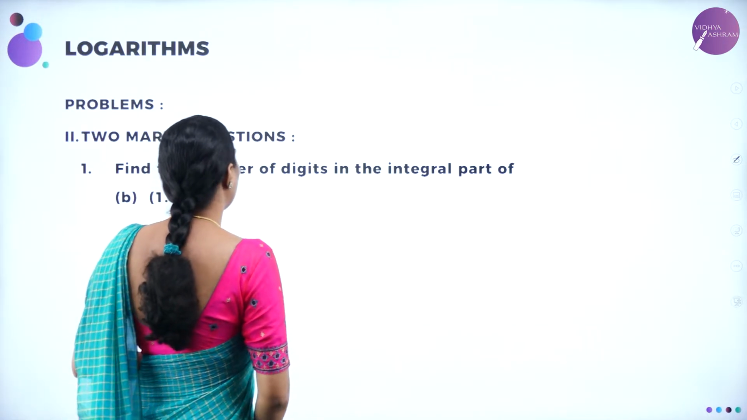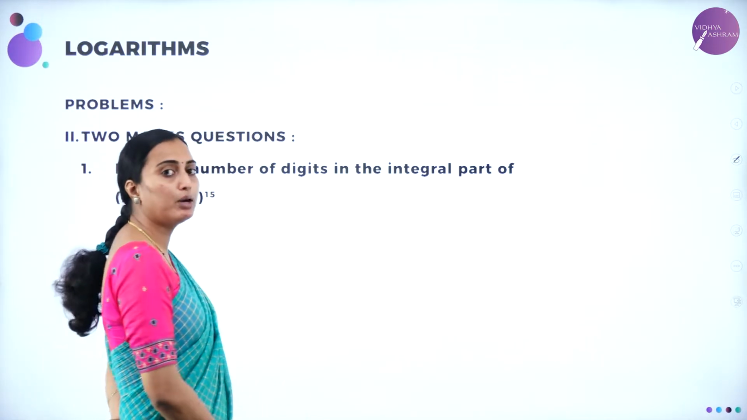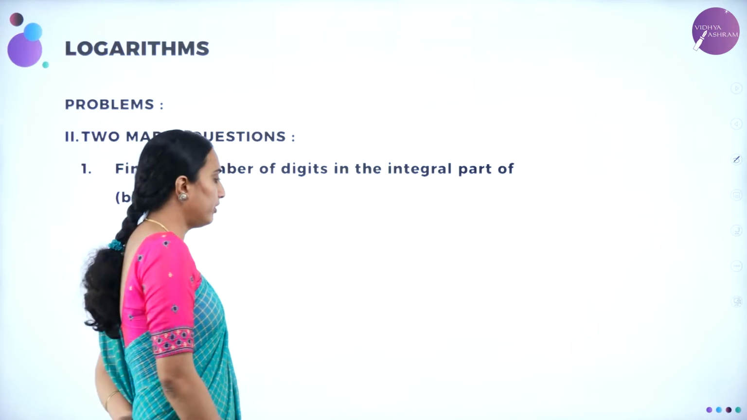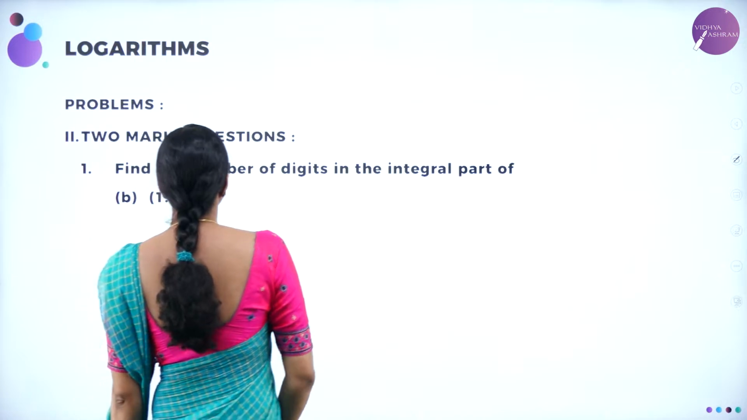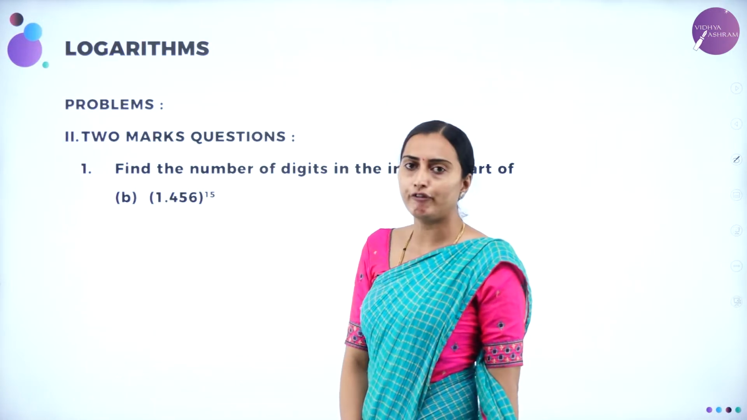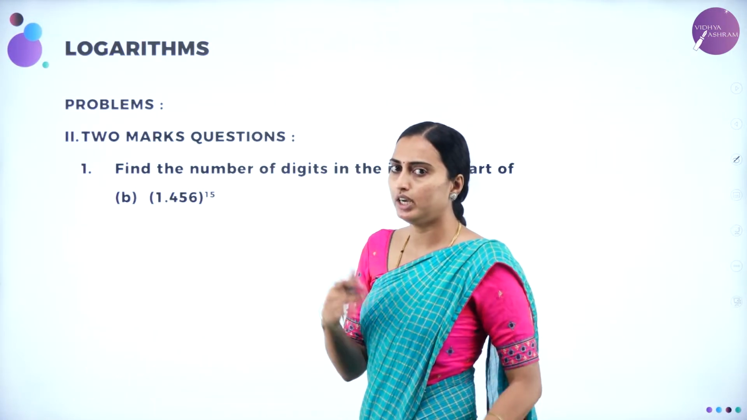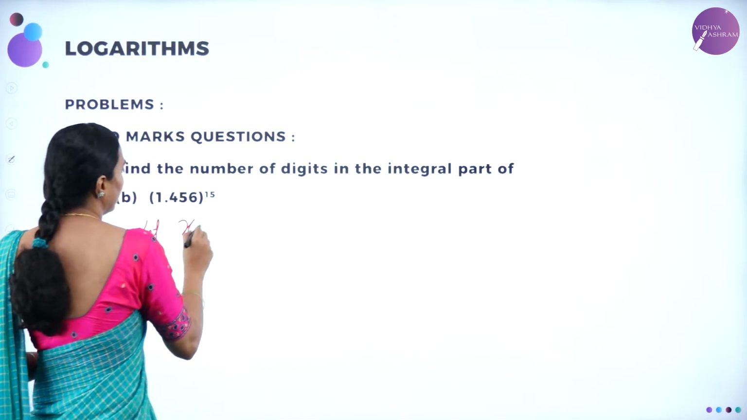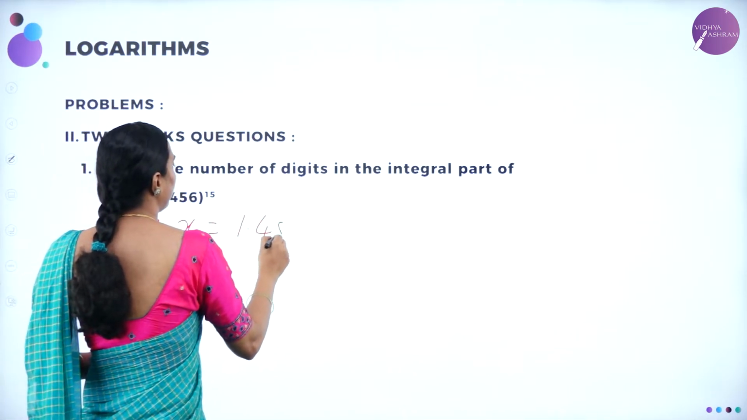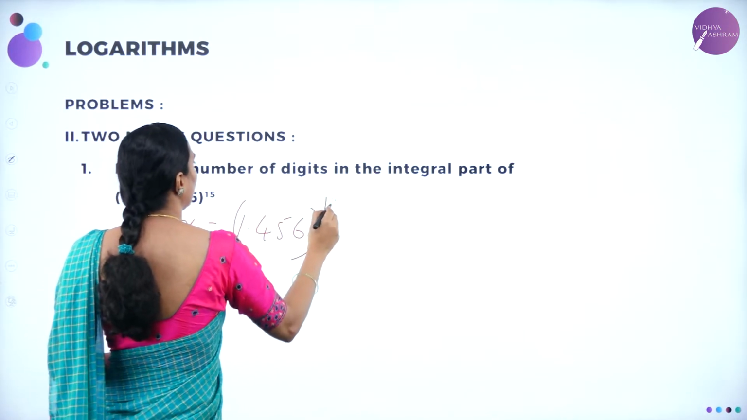Next is find the number of digits in the integral part. Number of digits they have asked. Number of digits means we are finding the characteristic. What is that? 1.456 to the power of 15. First, what are we going to do? Let x be equal to 1.456 to the power of 15.